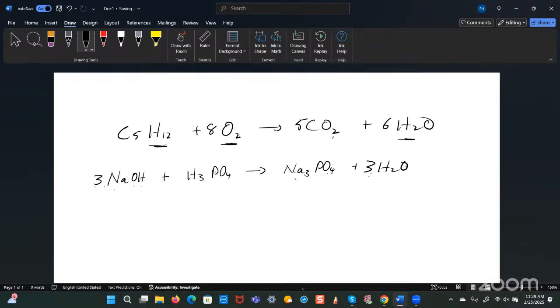Suppose you're given, okay, let me try this one. Al(OH)3 plus H2SO4 to give Al2(SO4)3 plus H2O. All right, let's see if we can do this one without my help.